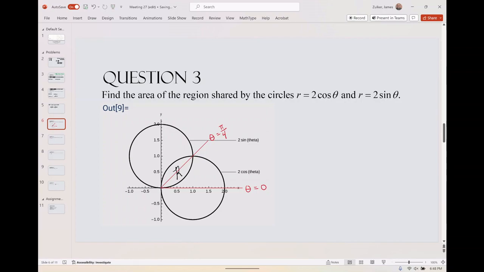Looks like that's not good enough. Could we intersect the other one? You have to find the angle at which they intersect. Pi over 4 is where they intersect. Cosine theta equals sine of theta. That happens twice, at pi over 4 and at 5 pi over 4.